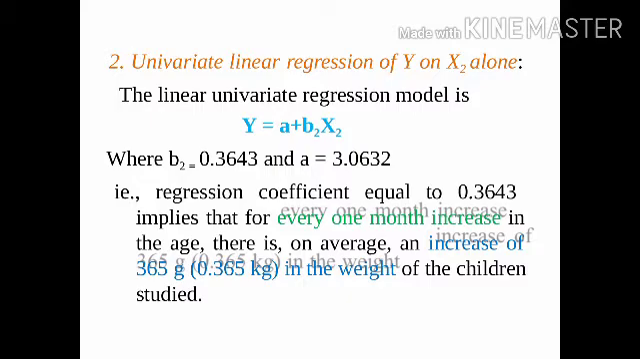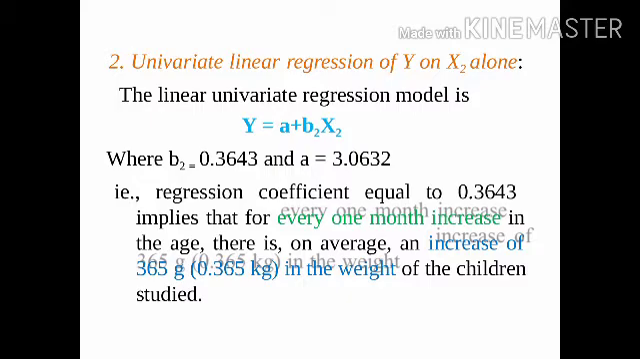And here you can see the linear univariate regression model is y equal to a plus b2 x2. b2 is the regression coefficient, which is 0.3643, and the intercept a is 3.0632. The regression coefficient equal to 0.3643 implies that for every 1 month increase in age, there is on average an increase of 364 grams in the weight of the children studied.